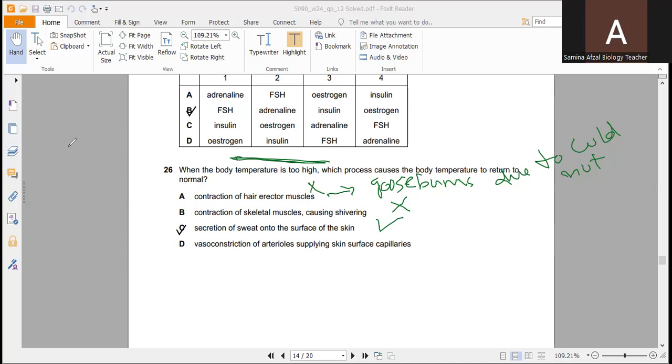Vasoconstriction of arterioles supplying skin surface capillaries. Again, during vasoconstriction, the skin surface capillaries constrict, they narrow down, reducing the blood flow to the skin surface. This helps conserve heat, not reduce the heat. Again, this is not the correct option. Only C is the correct option.